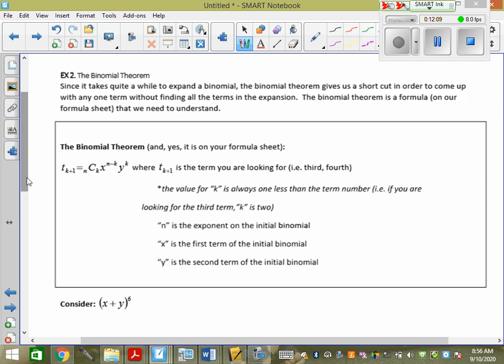So the great thing about the binomial theorem is if I need the third term, I can find it like that. Third term in descending order. I don't actually have to expand the whole thing out, collect like terms, put them in descending order, and find the third one. Okay? Which is fantastic. All right?